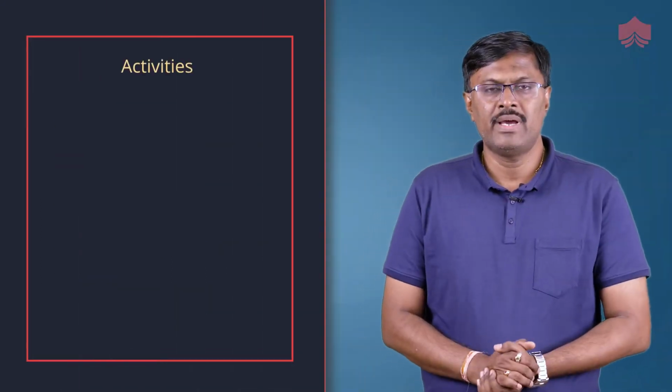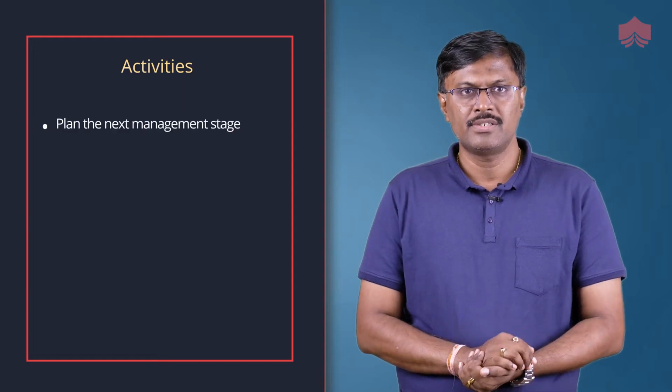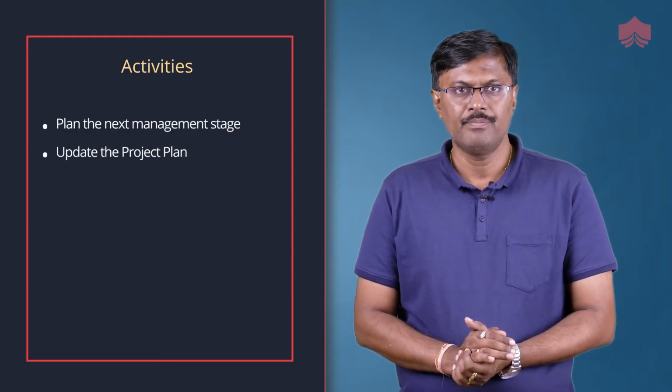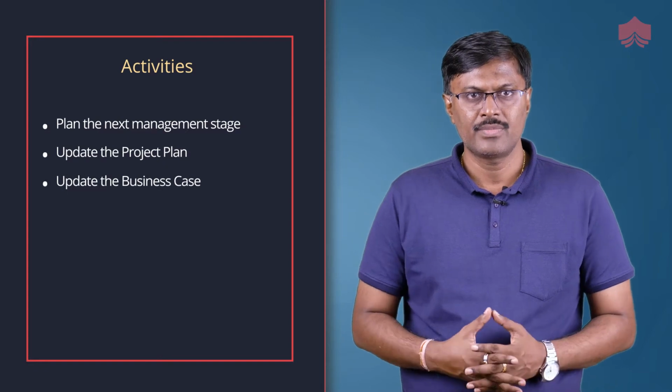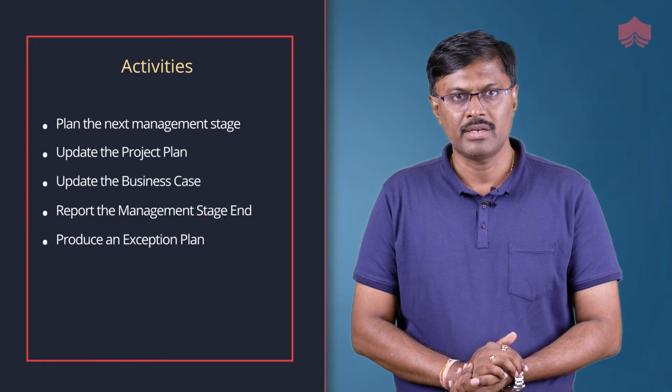The activities of managing a stage boundary process are: plan the next management stage, update the project plan, update the business case, report management stage end, and produce an exception plan.